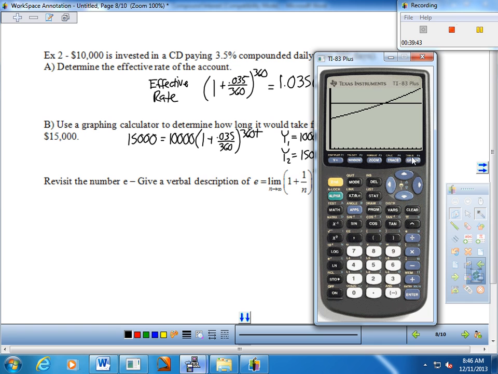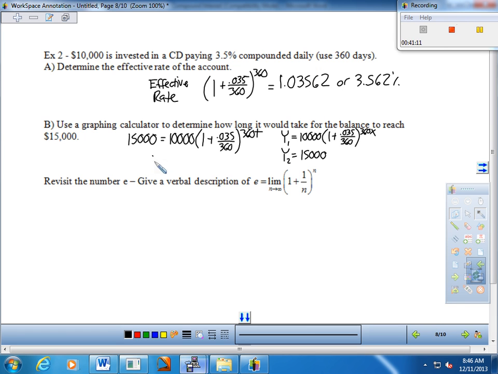Hit graph, and there we have it. Here's our exponential growth curve, by the way, to represent the compound interest. And here's our 15,000. Okay, again, we've kind of done this before, so second trace, let's go get an intersect on this. Enter, enter, enter, and there we have it. About 11.59 years. So I'm going to go ahead and put that in right here. 11.59 years.